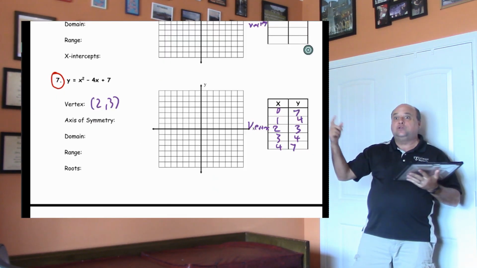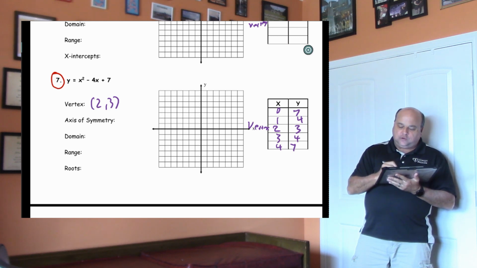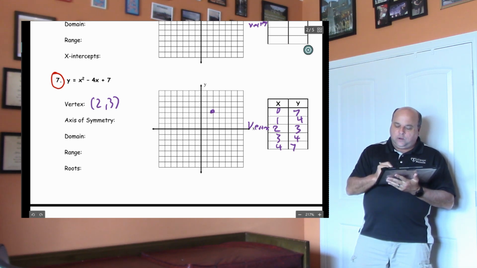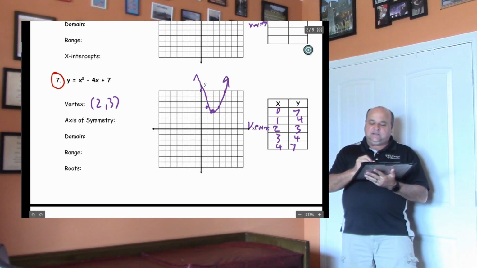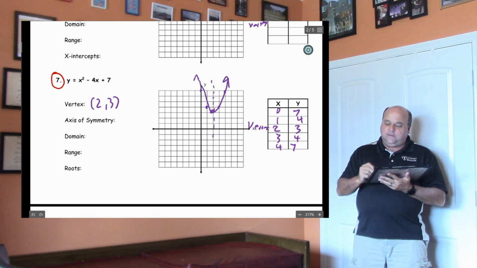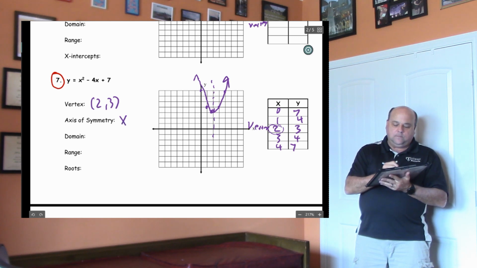Now I can graph these ordered pairs and graph the parabola. So (2, 3), and then (1, 4), (3, 4), and then (0, 7) and (4, 7). So the parabola is going to look something like this, right? So the axis of symmetry is right here, and that's going to be my x equals 2.